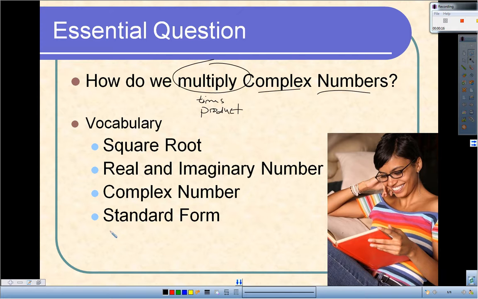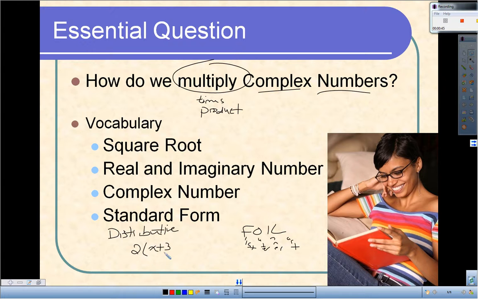Now, remember, whenever we talk about multiplication, there are two very important terms that we want to look at. One of them is the distributive property, and then a little acronym that you've learned since middle school called FOIL, which stands for first, outer, inner, and last.